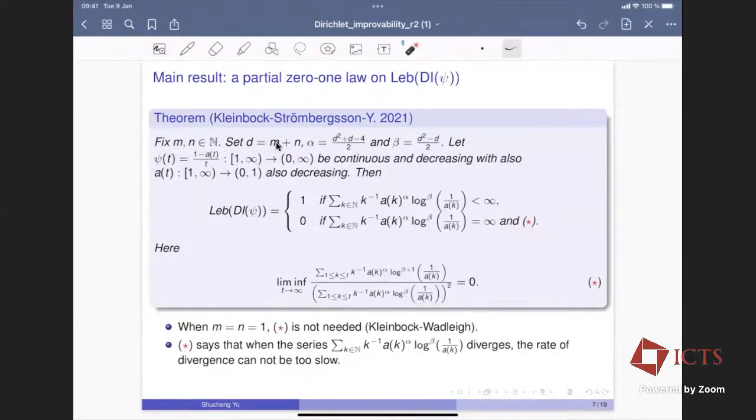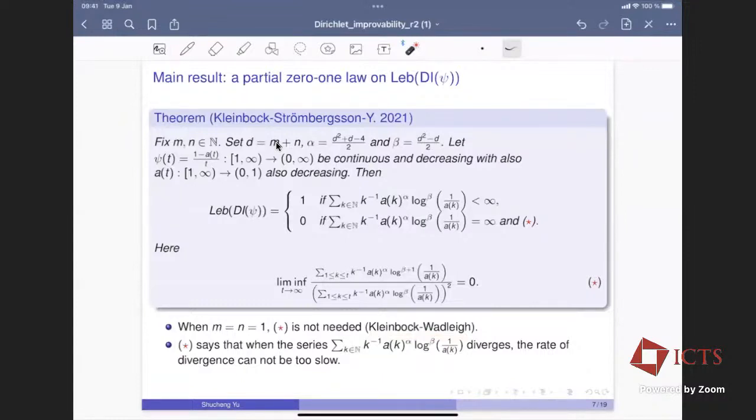And here the star condition is this kind of complicated lim-inf condition. It says that the lim-inf of this quotient equals 0, but we know that when m equals n equals 1, because of the theorem of Kleinbock and Wadleigh, this star condition is not needed. But for us, we have to assume this condition. And so what does this condition really say?